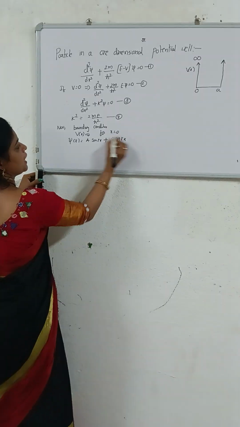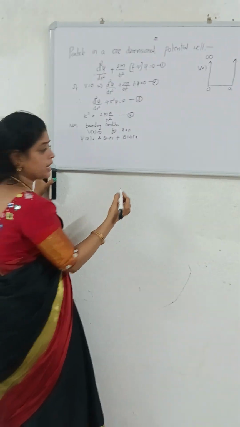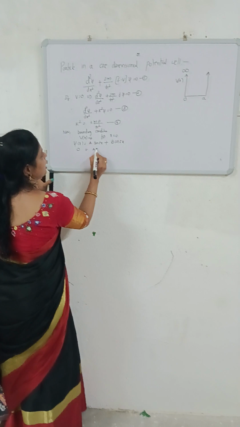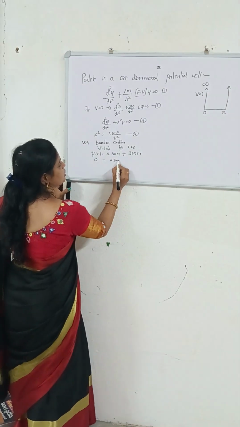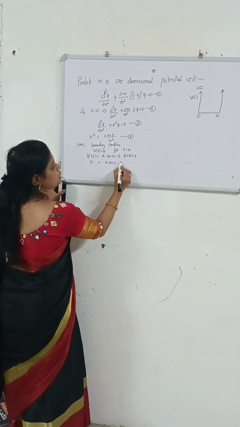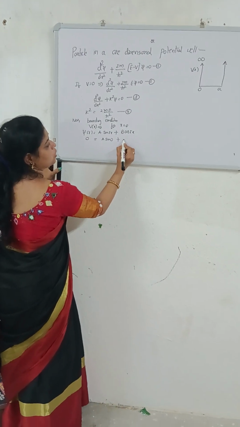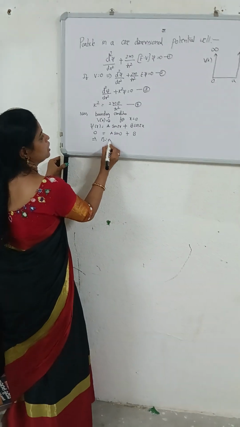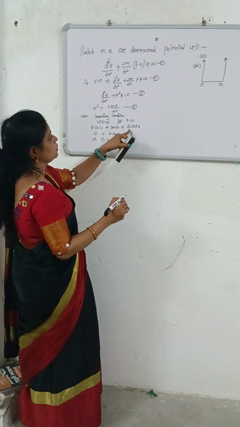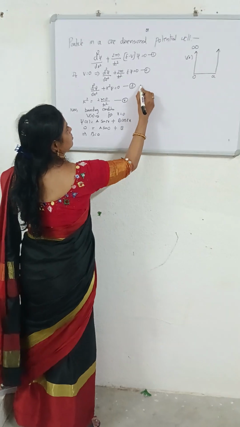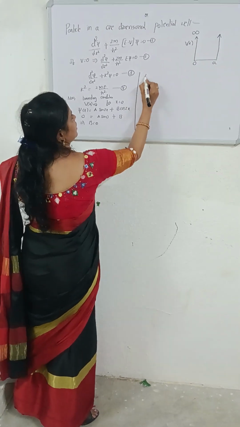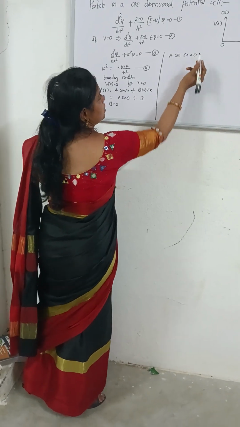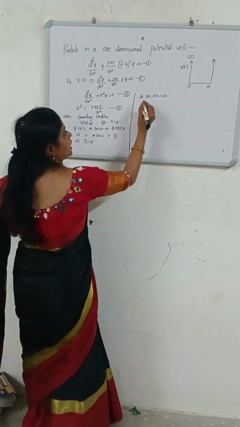What is the first boundary condition? Psi of x equals 0 for x equals 0. So psi of 0 equals A sin 0 plus B cos 0. Sin 0 is 0, cos 0 is 1, so B equals 0. Now applying B equals 0, we find A sin kx equals 0.